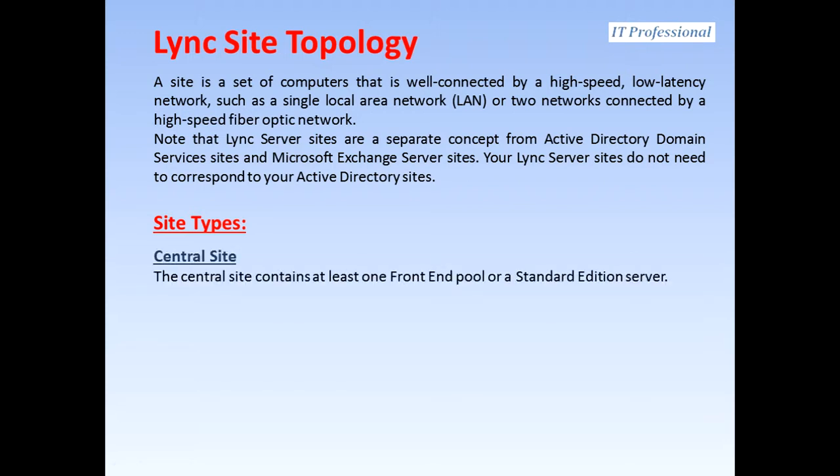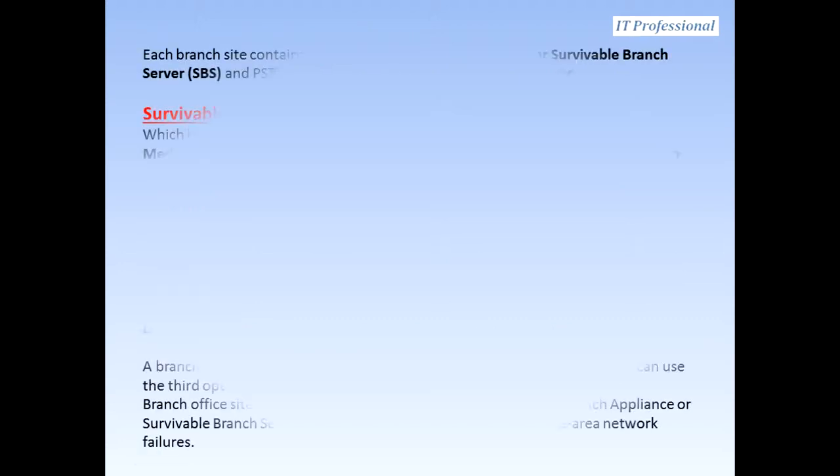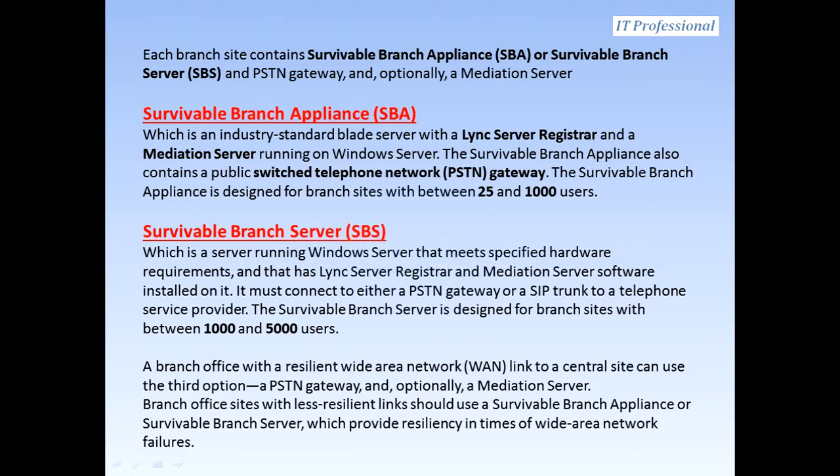Site types. Central site. The central site contains at least one front-end pool or a standard edition server. Branch site. Each branch site is associated with exactly one central site, and the users at the branch site get most of their Lync server functionality from the servers at the associated central site. Each branch site contains survivable branch appliance or survivable branch server and the PSTN gateway and optionally a mediation server.